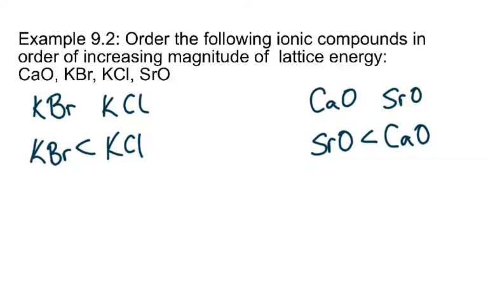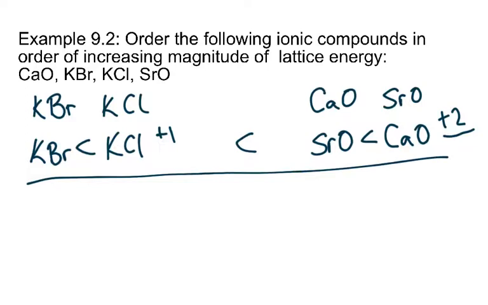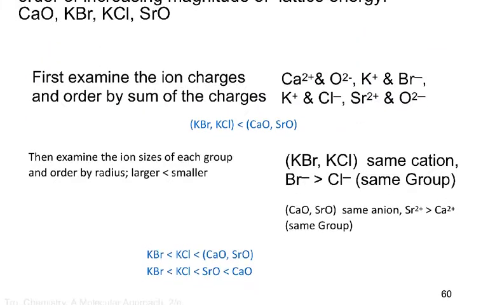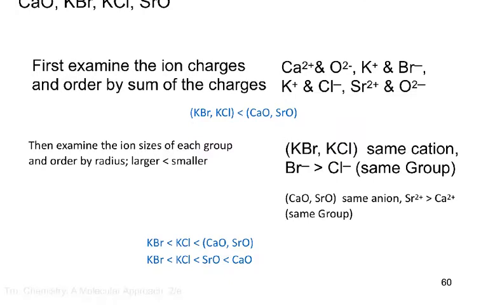Then here we're looking at charges of +1. Here we're looking at charges of +2. So anything with a +2 is going to be more attracted to each other. Which means here's our overall order. Our calcium oxide is going to have the largest magnitude of lattice energy. So there we go.